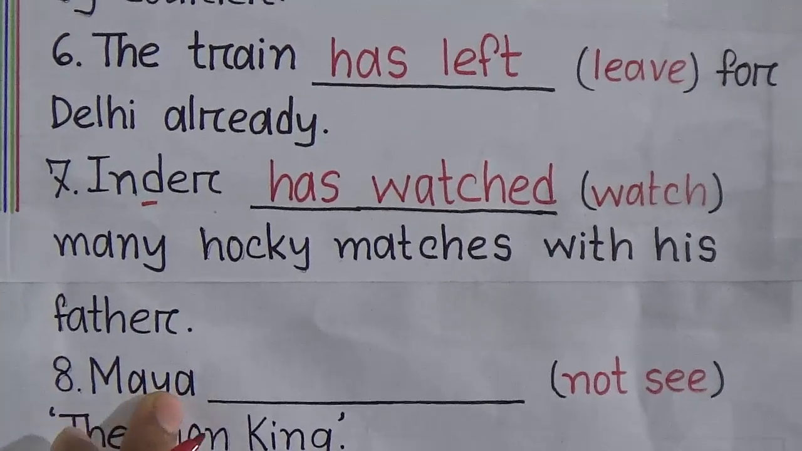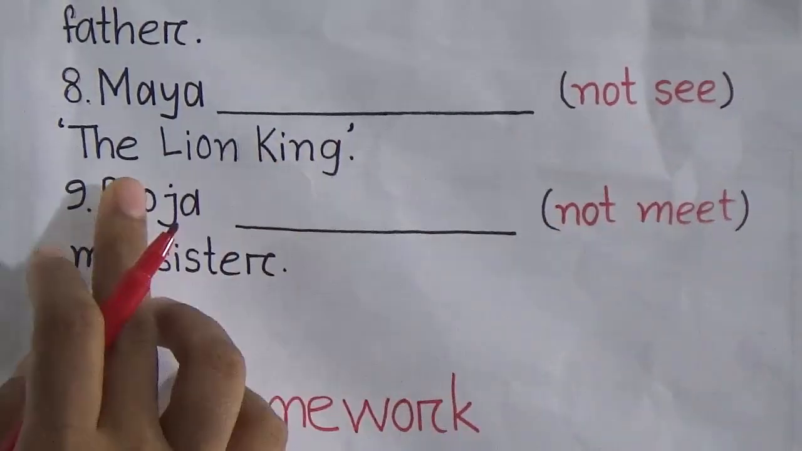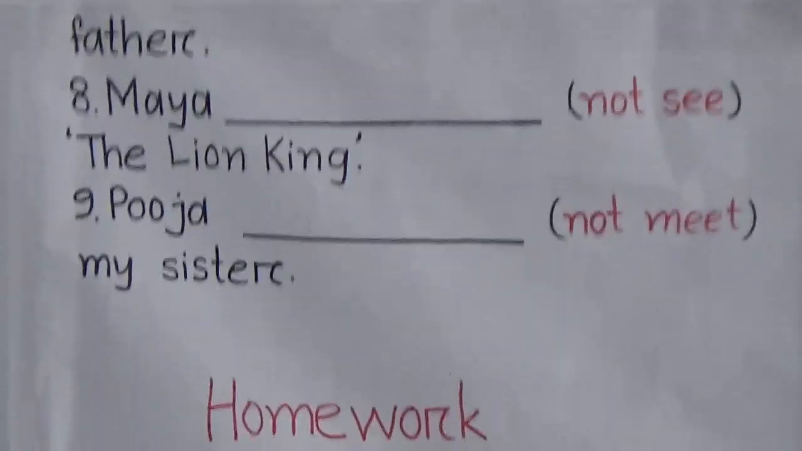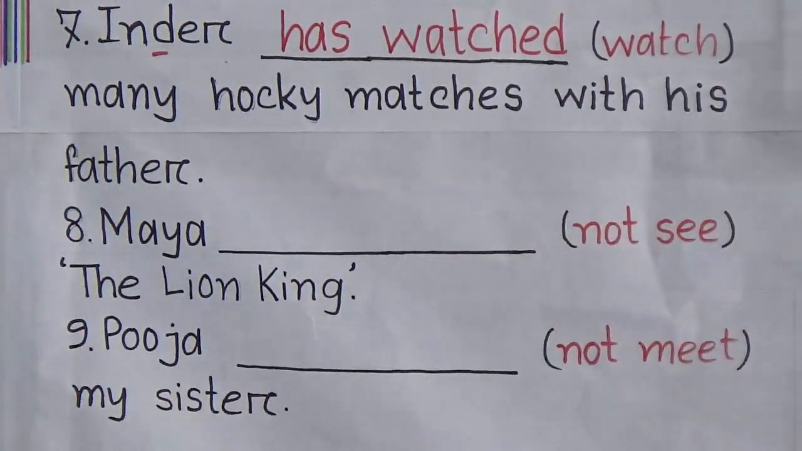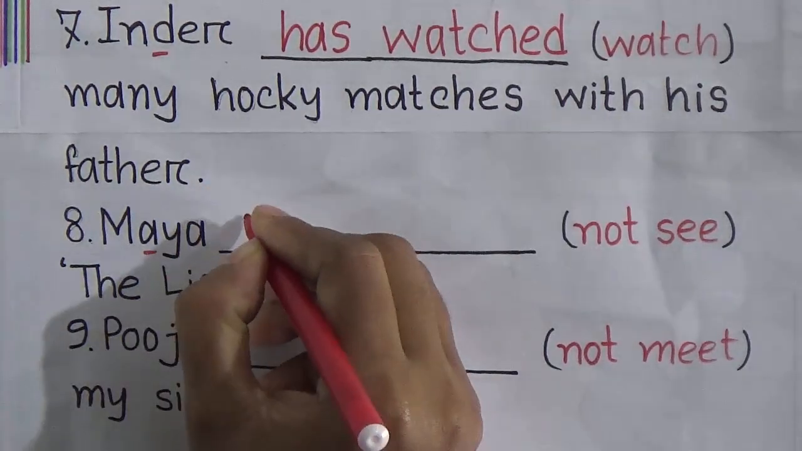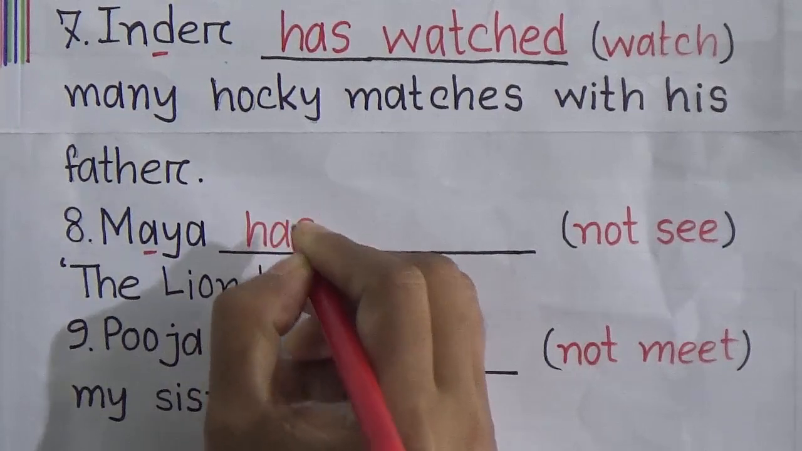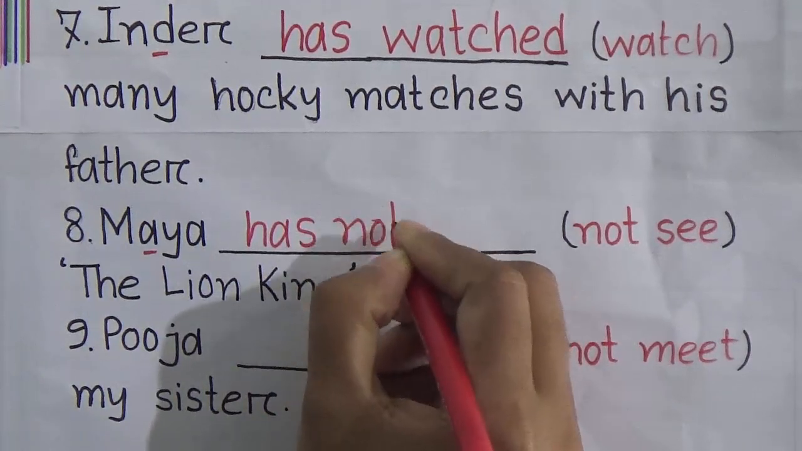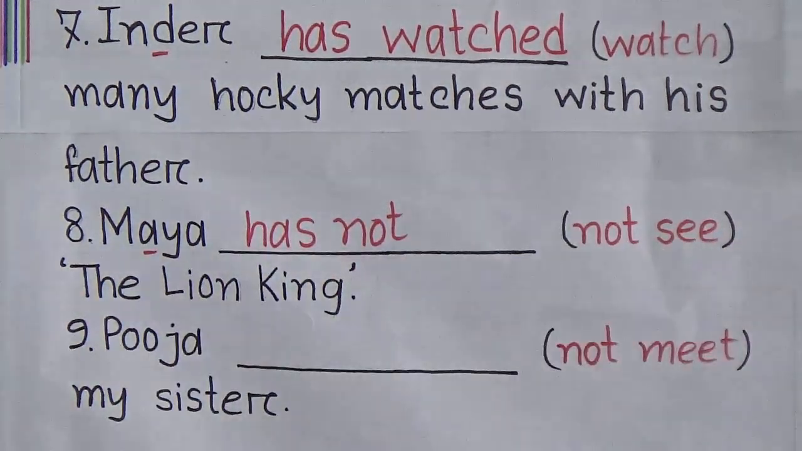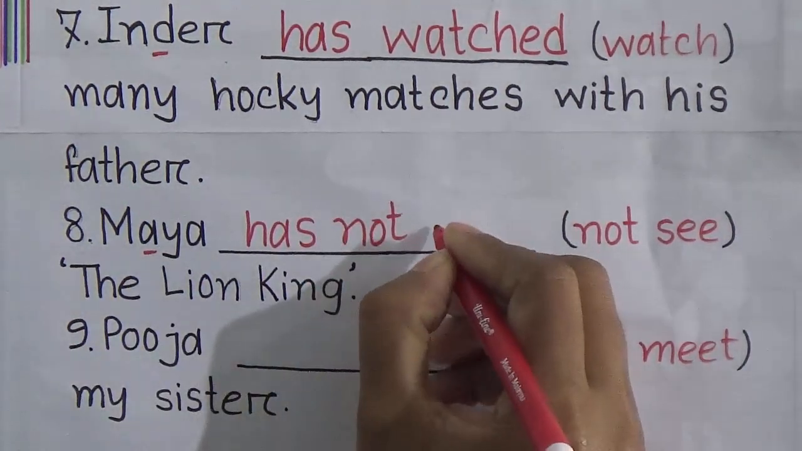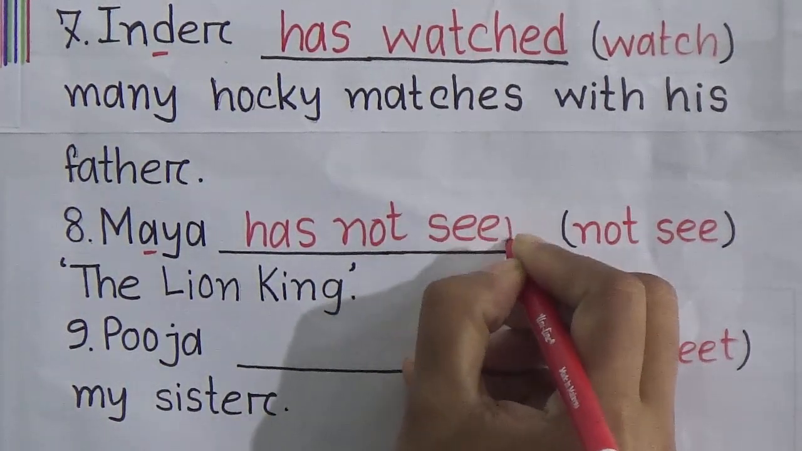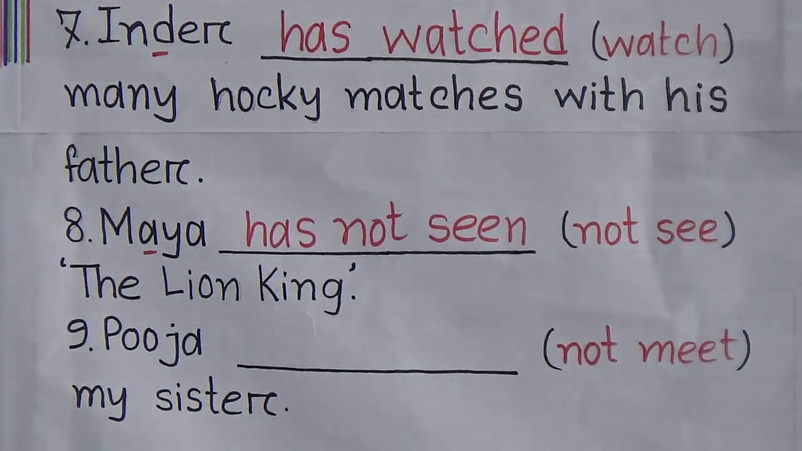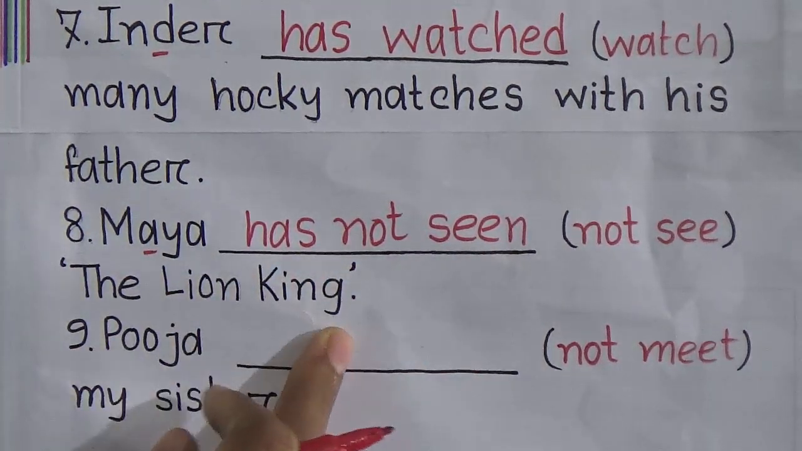Number 8. Maya dash in bracket not see the Lion King. So you have to use the negative form of present perfect tense. Maya. Here we find a name of a girl and this is singular. So with Maya we have to write the verb has. Maya has, then not. Negative not. Then the past participle form of the word see. See will be seen. S-E-E-N. Seen. Maya has not seen the Lion King.